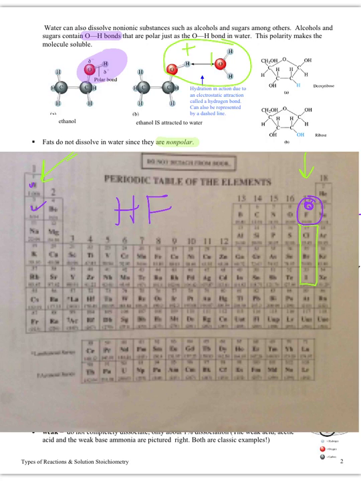As we move down this group with chlorine, bromine, and iodine, the number of energy levels increases and the electronegativity decreases. That means the amount of energy needed to break apart the HCl bond, the HBr, and the HI bond is much less than that of the HF bond. So hydroiodic acid would be my strongest because it's the easiest to break apart. Okay, cleared that off. Now let's talk about our bases.